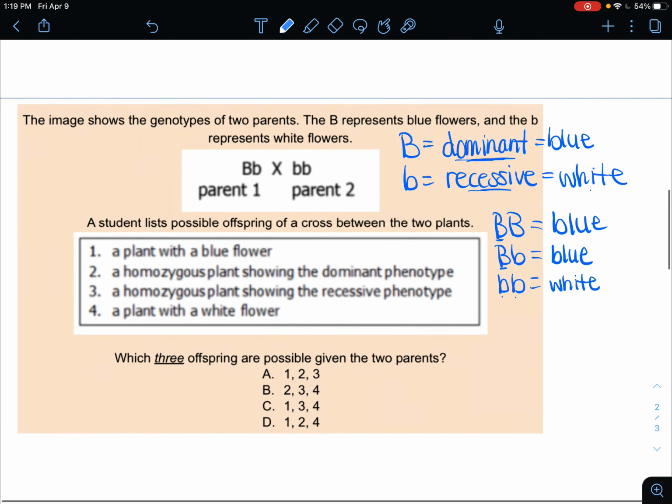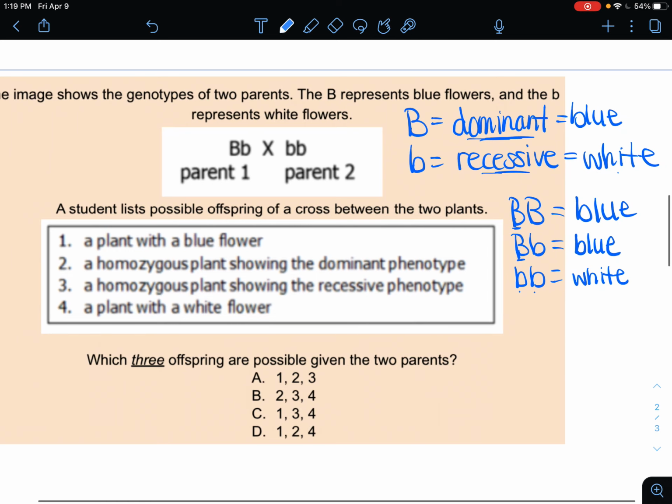Okay. Back to the question. Sorry, I got a little carried away there. It says, a student lists possible offspring. Oh, we know what that means. Possible offspring of a cross between the 2 plants. So here are different possible offspring that these 2 parent plants could have. It says which 3 offspring are actually possible given the 2 parents. So you need to look at each of these offspring and pick which one of these are actually possible. Which one of these offspring can actually happen if these 2 parent plants reproduce.